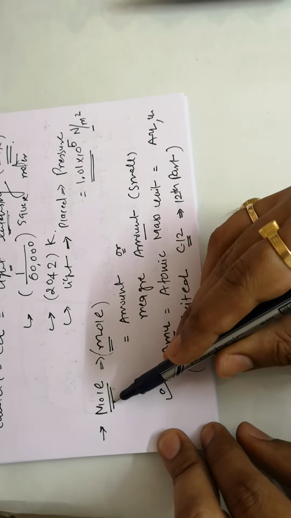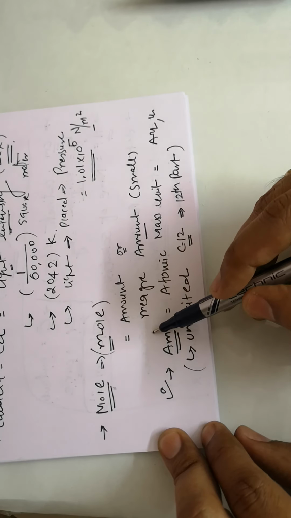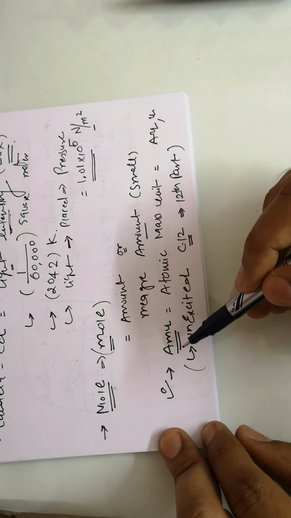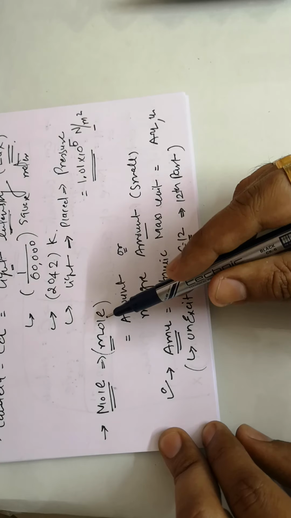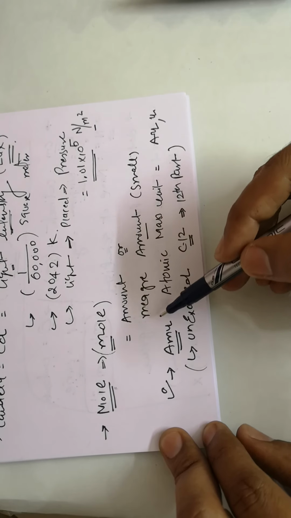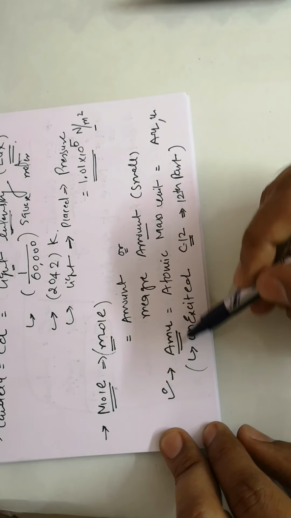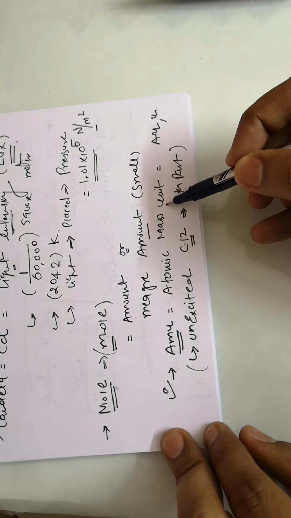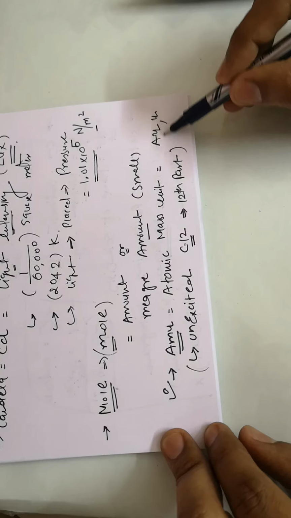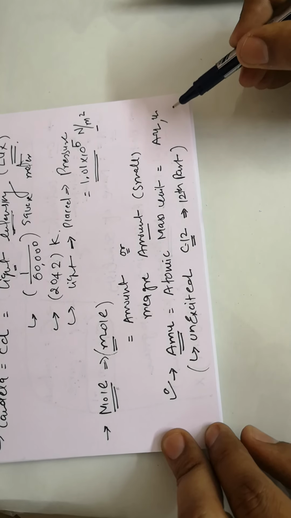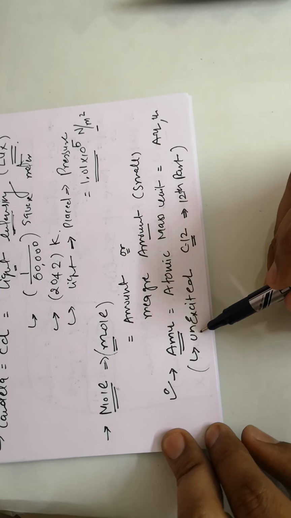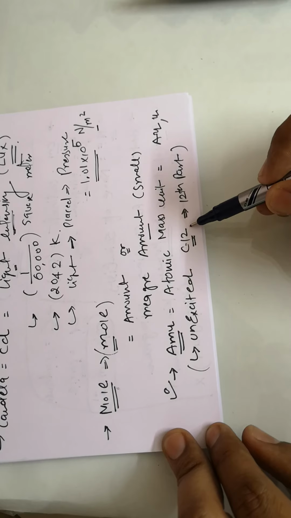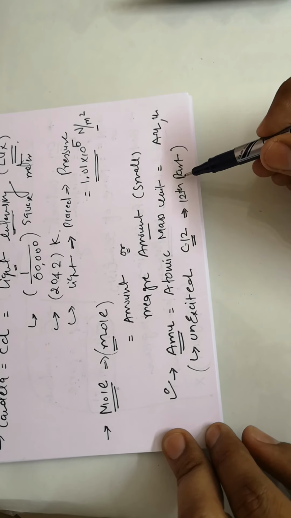So in the mole category, up to 11th in chemistry as well, and in physics we will use that up to 11th. Mole is a small amount, and AMU is called atomic mass unit, represented by the symbol amu or u, and it is the 12th part of the unexcited C12 isotope of carbon.